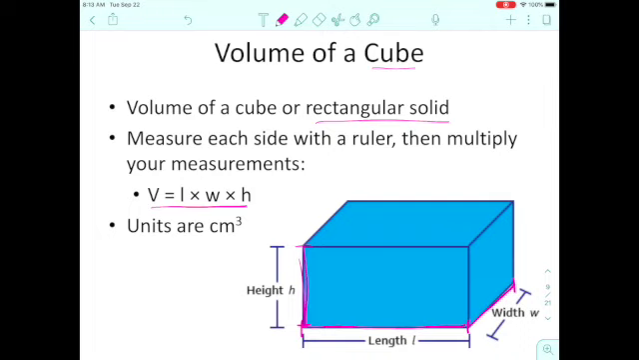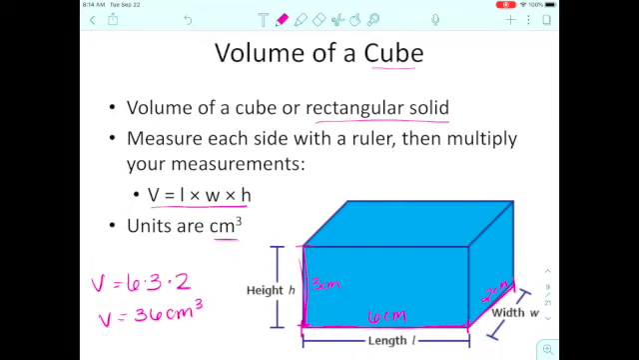Okay, so let's add some fake measurements here. So let's say that this is 6 centimeters. This can be 3 centimeters, and this one can be 2 centimeters. Okay, so to find the volume, we would do 6 times 3 times 2. Okay. So 6 times 3 is 18, times 2 is 36. So the volume is 36, and the units are centimeters cubed.